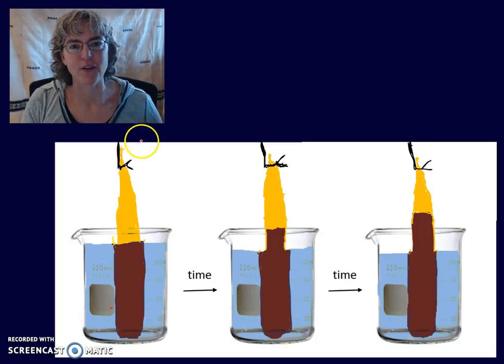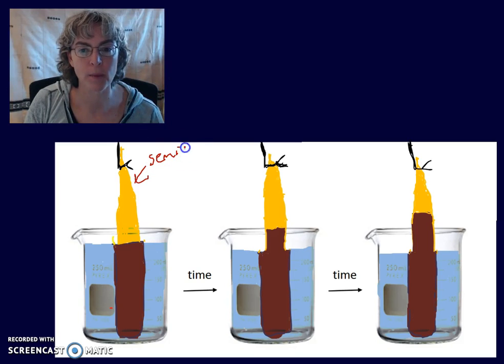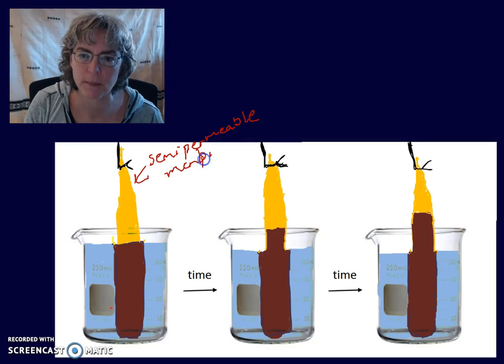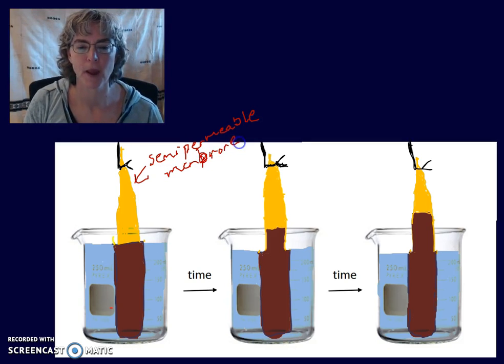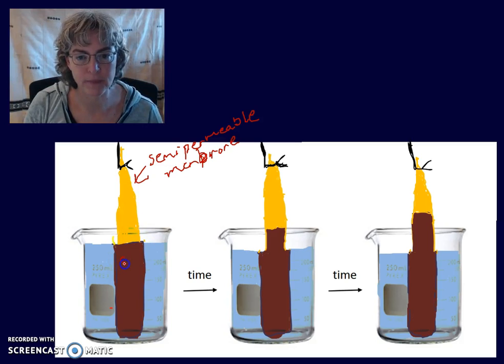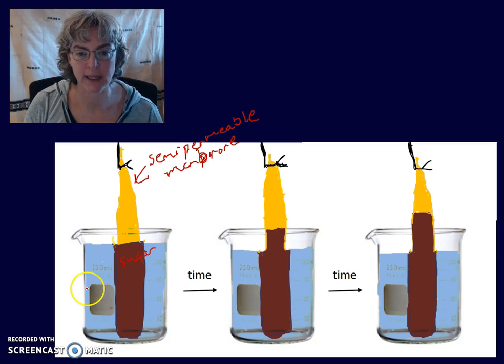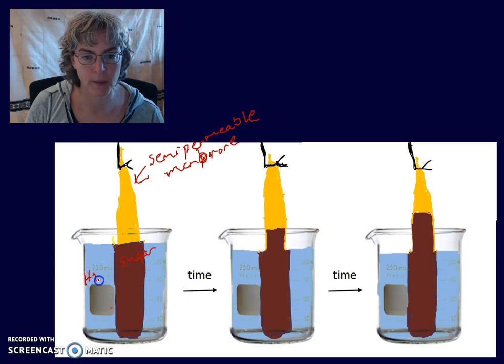Let's take a look. So this is an experiment, and we have a bag right here. And this bag is made up of a semi-permeable membrane. Okay, and this bag is full of sugar water. The beaker that you have the bag in, this is all water. This is sugar water, okay, inside the bag.